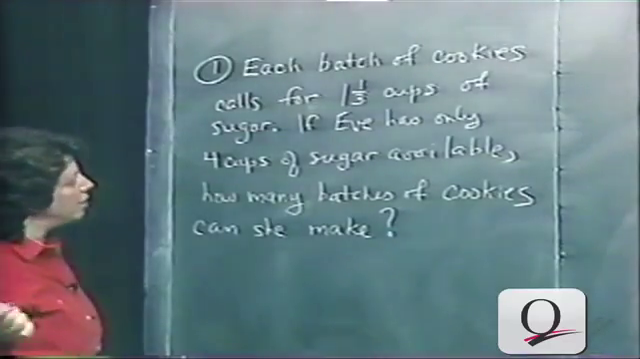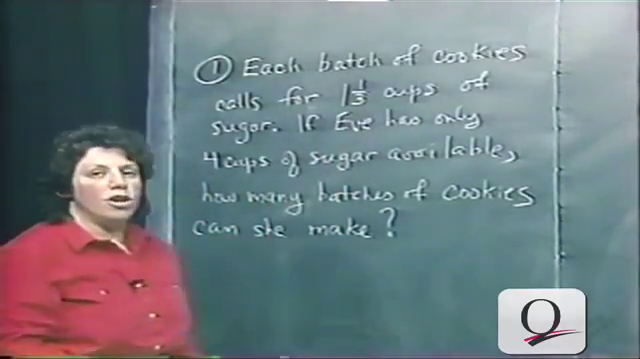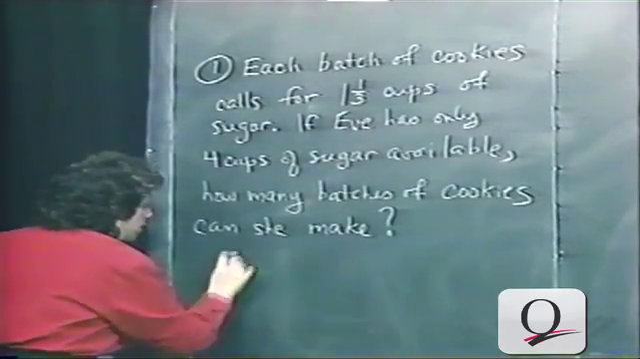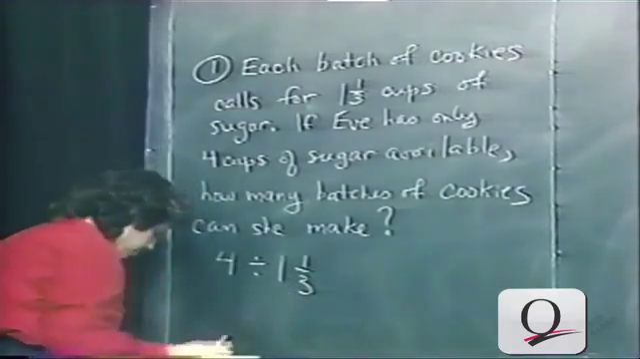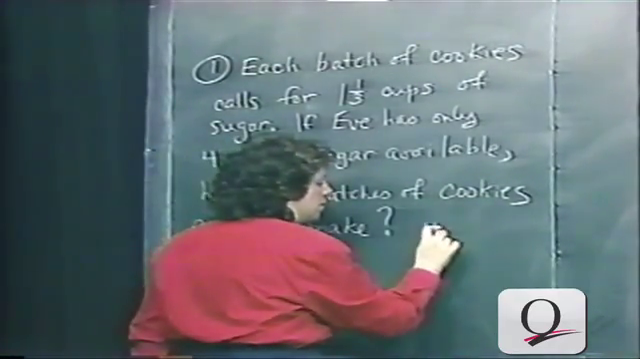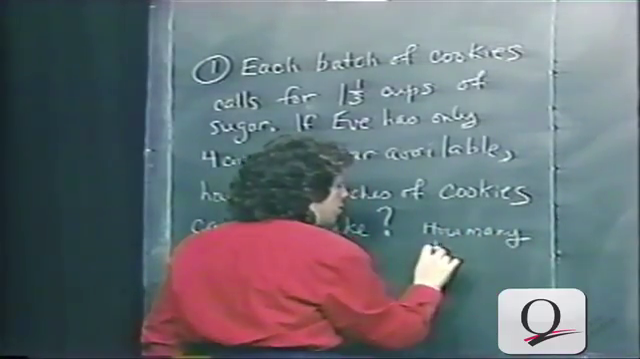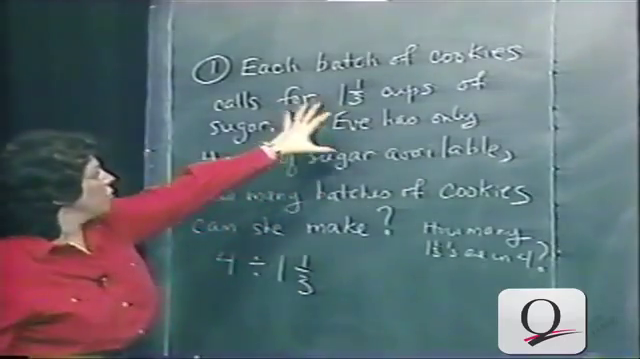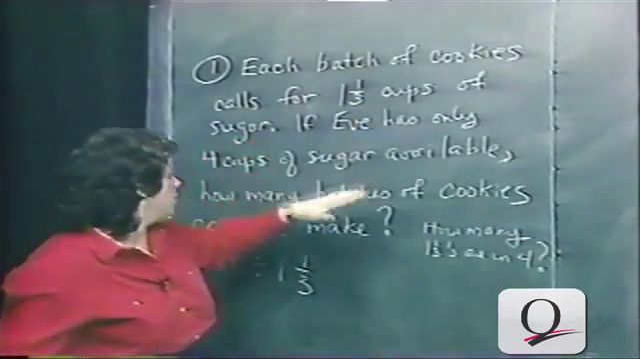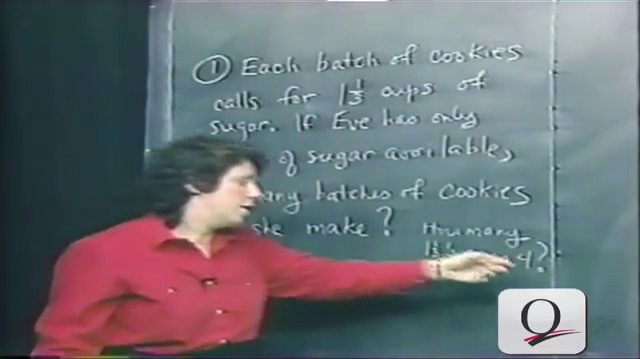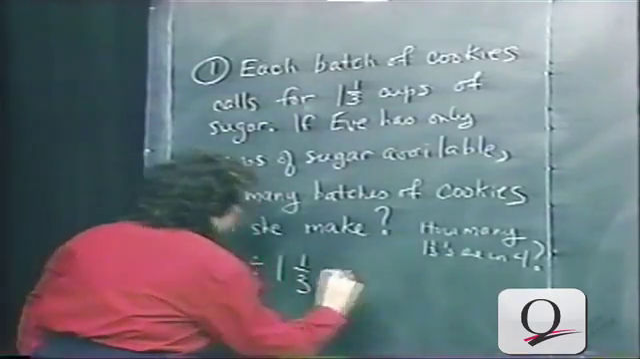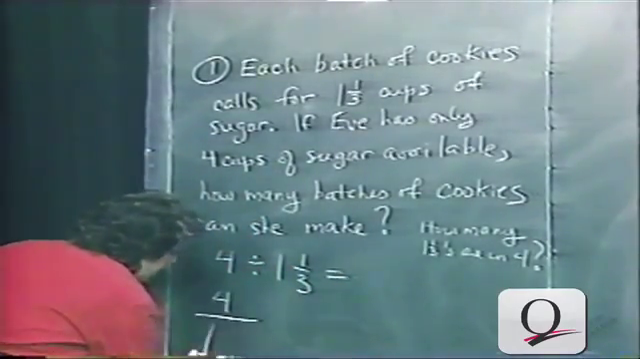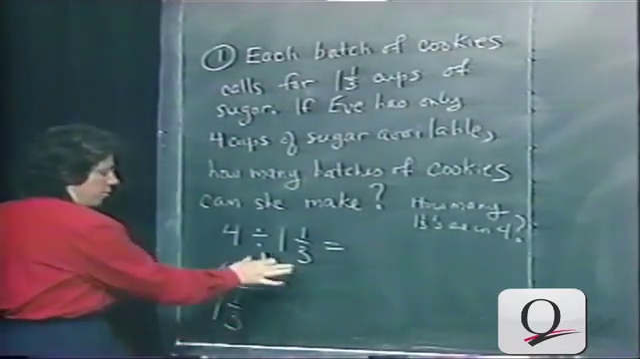Well, here it's the same idea, except we want to figure out how many times 1 1/3 goes into 4. Instead of 4 divided by 2, which was easy, we have 4 divided by 1 1/3, which is not so hard. How many 1 1/3 are in 4? Just like if there were 2 cups of sugar in a batch, we want to know how many 2s were in 4. So now we want to know how many 1 1/3 are in 4. Well, that's 4 divided by 1 1/3. This can be written this way, or it could have been written the other way. Either way, 4 divided by 1 1/3.